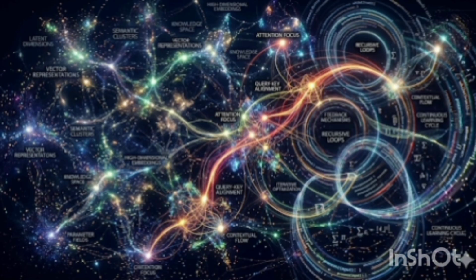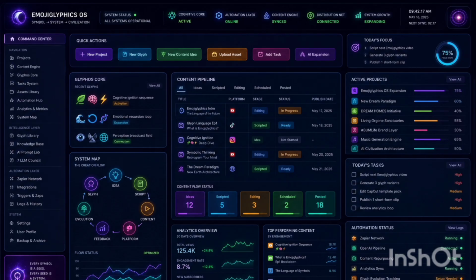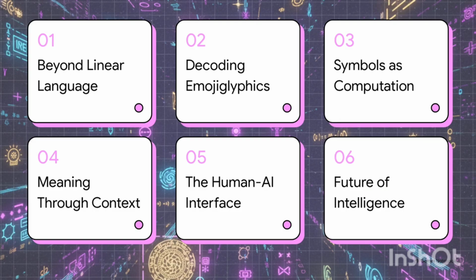So what if we had an interface that actually mapped to how our brains naturally work, while also speaking directly to the structured mathematical logic of a machine? To wrap our heads around this, we're going to move through 6 key areas. Beyond linear language, decoding emojiglyphics, symbols as computation, meaning through context, the human-AI interface, and finally, the future of intelligence. Let's get right to it.